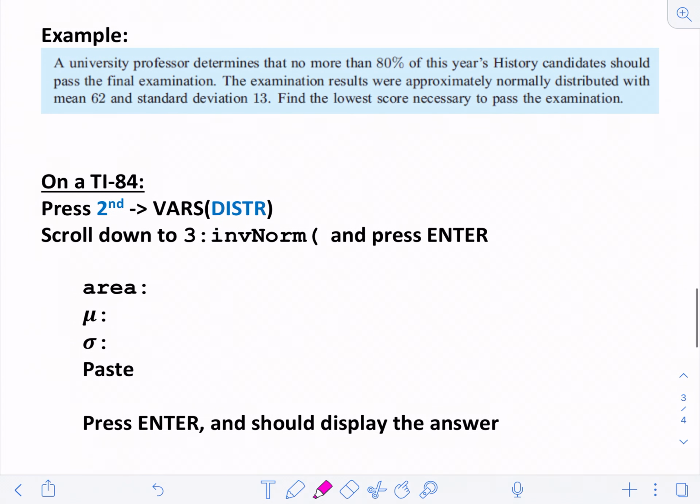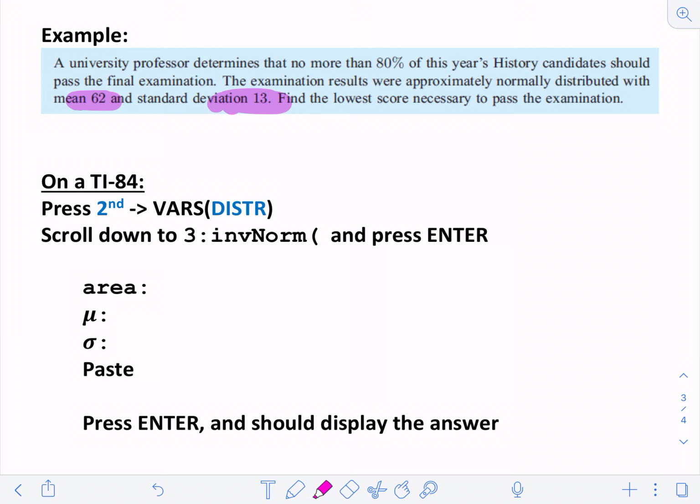In this case, this is a great one. We have a university professor who determines that no more than 80% of this year's history candidates should pass the final examination. So it's one of those real tough history professors where only 80% are going to pass. So they take the exam. The exam is normally distributed, and it looks like there's a mean of 62 and a standard deviation of 13, right?